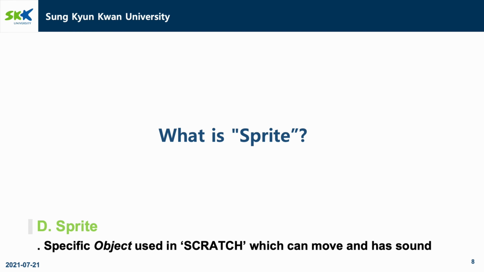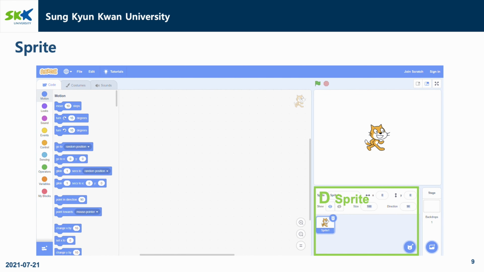Just as a stage can have multiple backgrounds, a single sprite can have multiple costumes, and no sprite exists without a costume. The location of the sprite is the light green box in the lower right corner of the page.